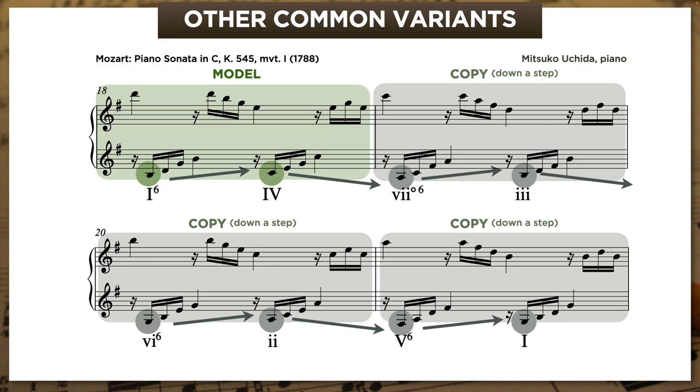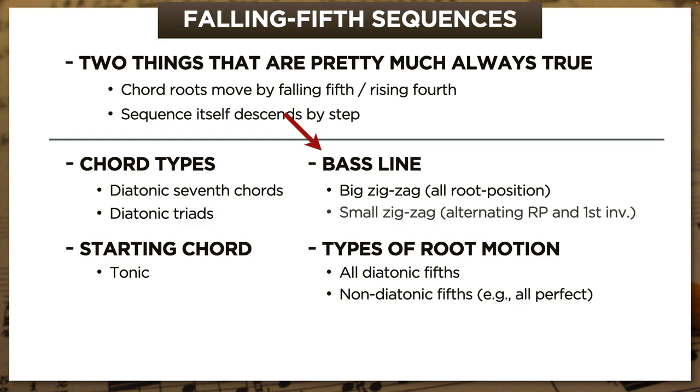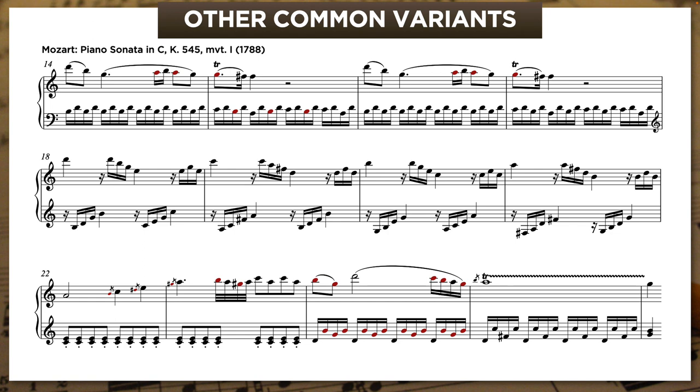So let's go over here again and jot this down. Diatonic triads are an option, as is mixing root position and first inversion chords. So now let's go back and hear the Mozart sequence in context, where it starts the second part of a 12-bar musical sentence.